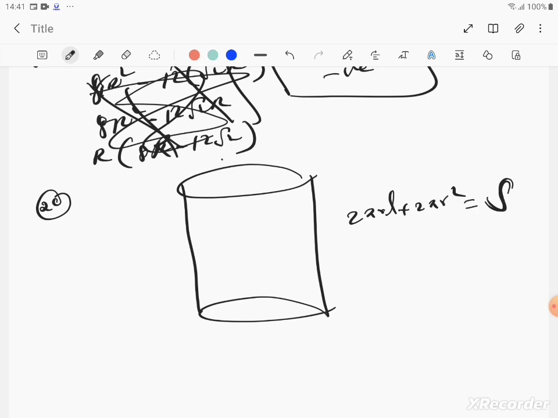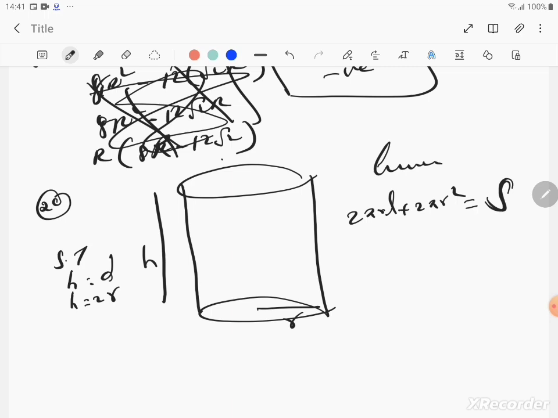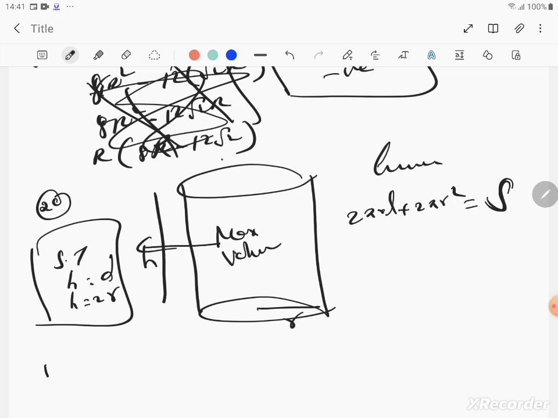I've written here what is given. What I have to show is that the height is equal to the diameter of the base, or height is equal to 2r. Suppose r is the radius and h the height of the cylinder. This is at maximum volume, this is what I have to prove. So volume has to be maximized, and volume is pi r square h. You have to write one in terms of the other.